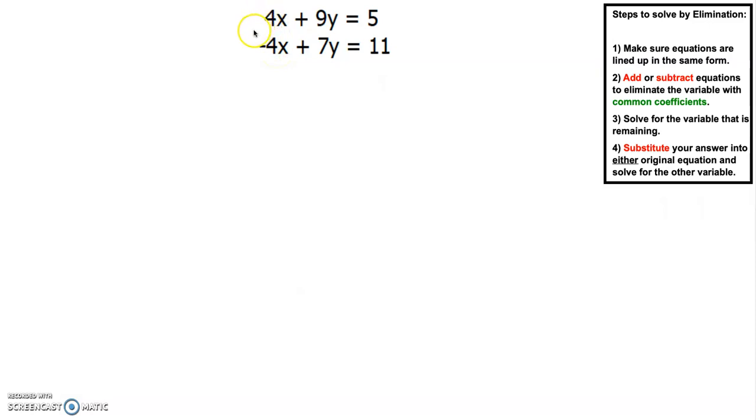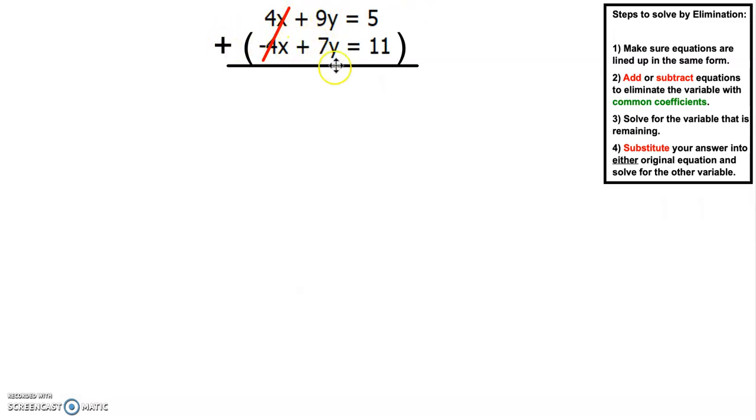So is 4 minus a negative 4 or 4 plus a negative 4 going to eliminate the variable? Well, it's going to be addition, because 4 plus a negative 4 is going to cancel that term away. If we were to subtract, we would get 4 minus a negative 4, which would be 8x, and then our variable wouldn't be eliminated. So from here, we're adding the two equations.